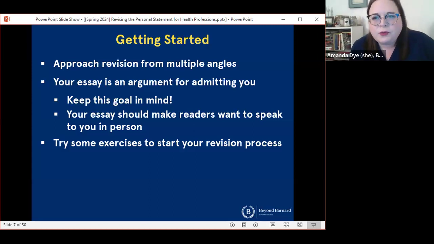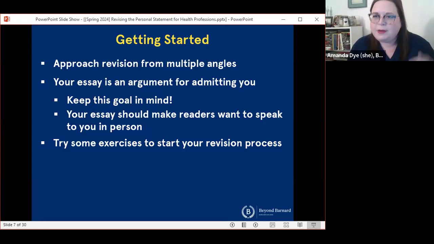I think it's also super important that you keep the key goal of this piece of writing in mind. And the key goal there is to make an argument for admitting you to a health professions program. Your essay should make readers want to speak to you. That's the thing that we're trying to get across here.